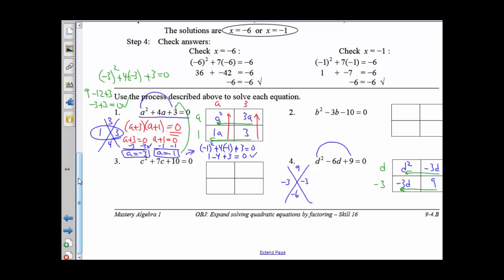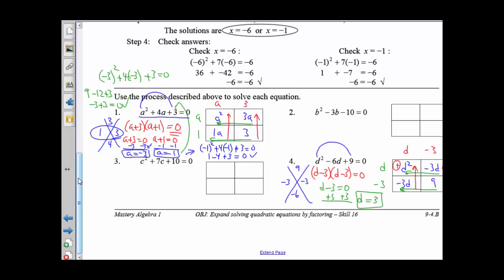If we go from the bottom to the top, the only thing we could take out is a d. This is a positive d squared, highest degree, so take out a positive d. But when we go to the next side, we can take out a negative 3. So if we put these together, we'll have d minus 3 times d minus 3, or d minus 3 squared. Since we have two of those, all we really have to do to find our solution is set one of them equal to 0, and when you add the 3 over, you get d is equal to positive 3.